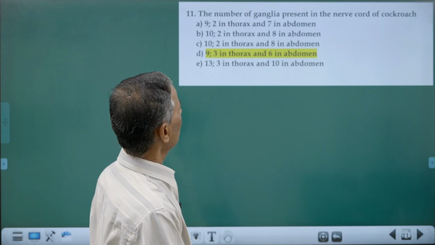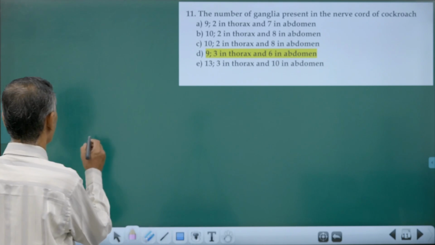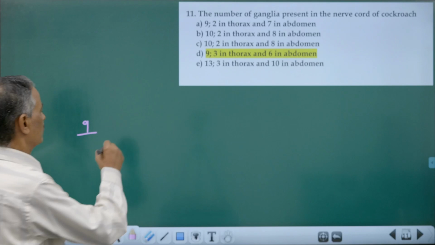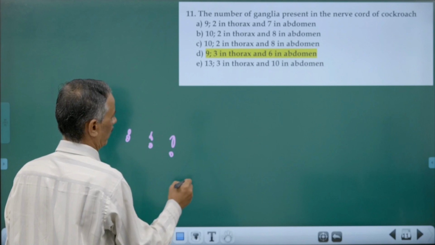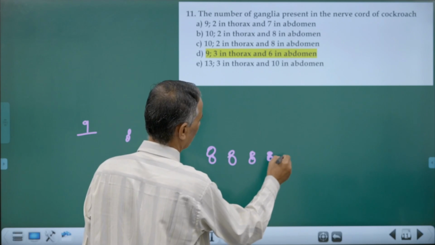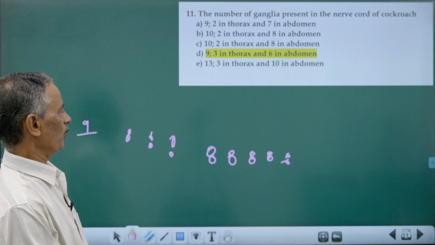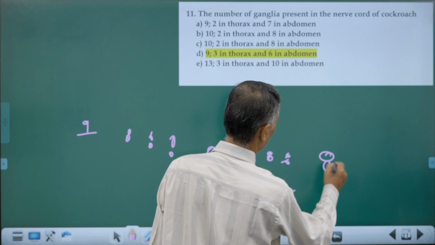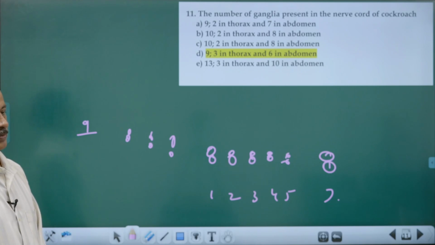Number of ganglia present on the nerve cord of cockroach. In the nerve cord, we are having a total of 9 ganglia. 3 in the thorax, prothorax, mesothorax, metathorax. And see, each ganglia is a paired one. Six are in the abdomen in segments 1, 2, 3, 4, 5, and the last one in the 7th segment, which is also the largest one.